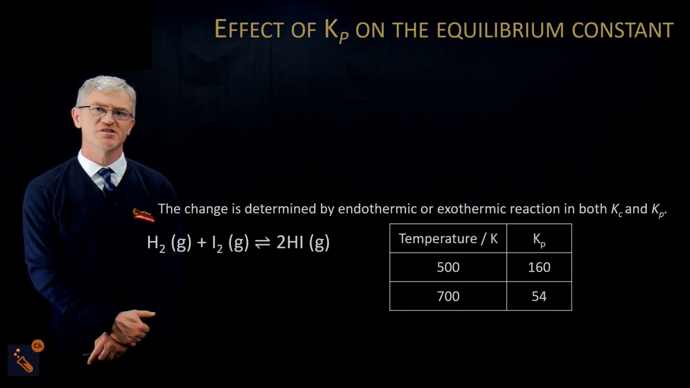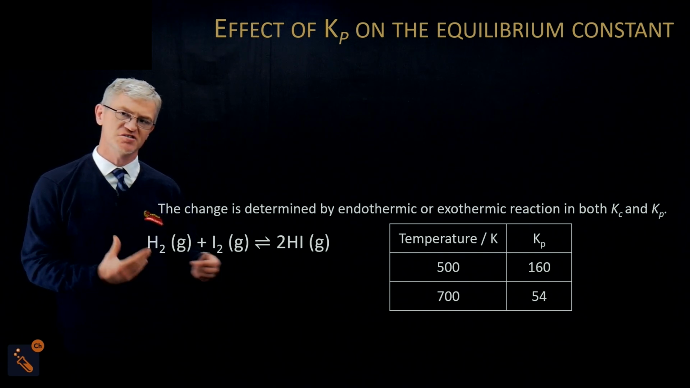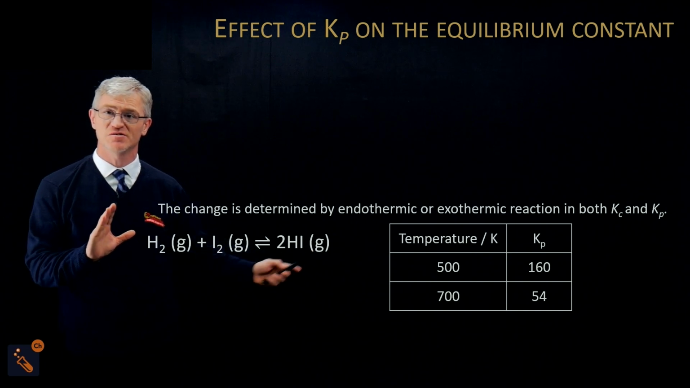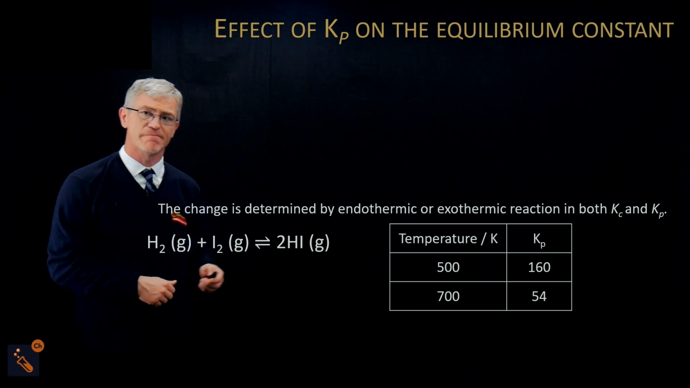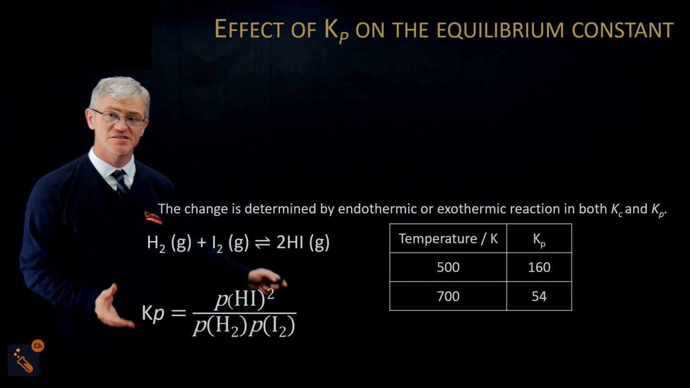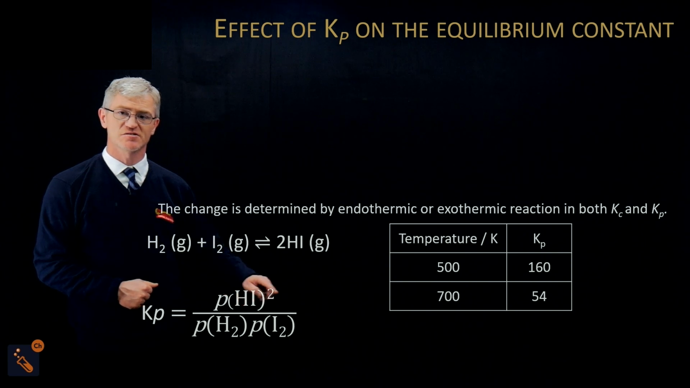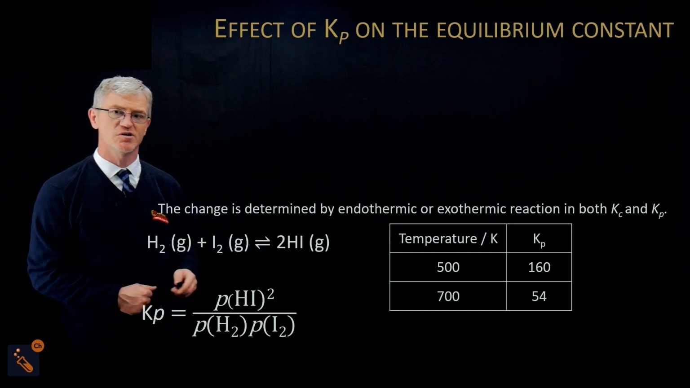So we're now going to look at what happens to Kp when you change the temperature. What you can use is the change in temperature and the effect on Kp to determine whether this is exothermic or endothermic. So let's have a look at that. First of all, here is our Kp equation. You can see our Kp equation has our products squared versus H2 and I2, and I've got that from the balanced equation.